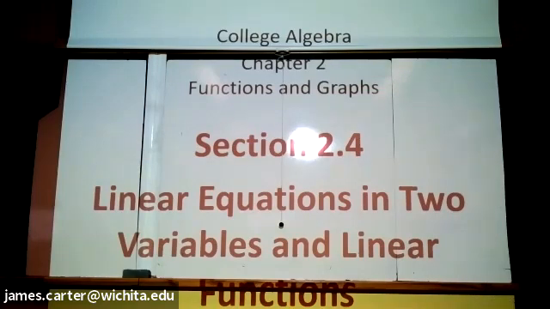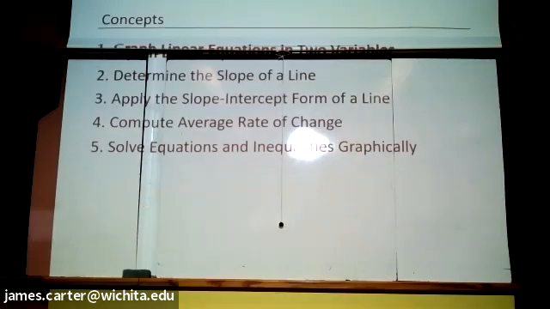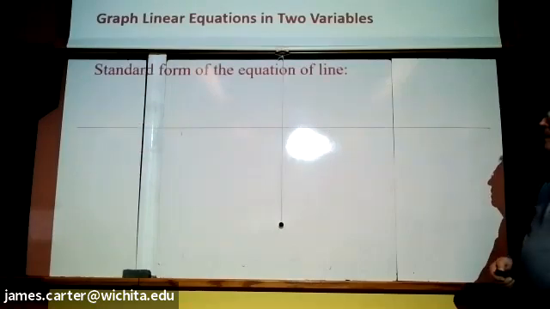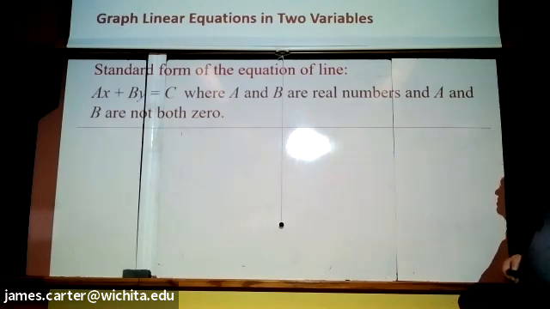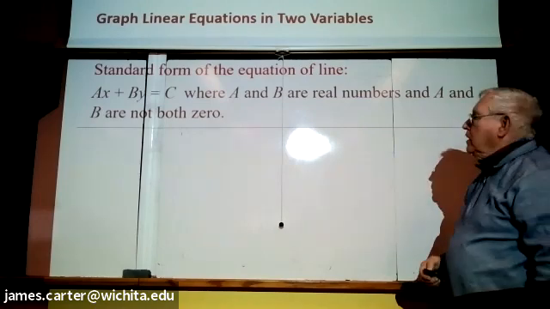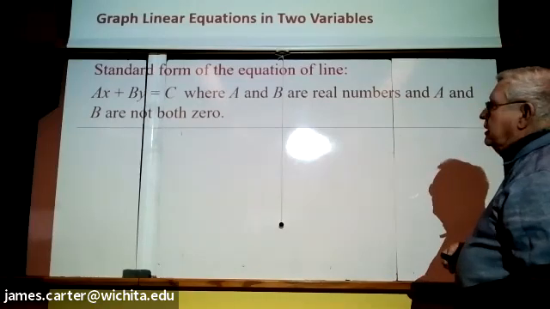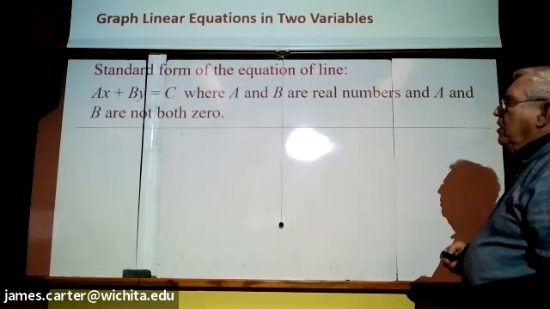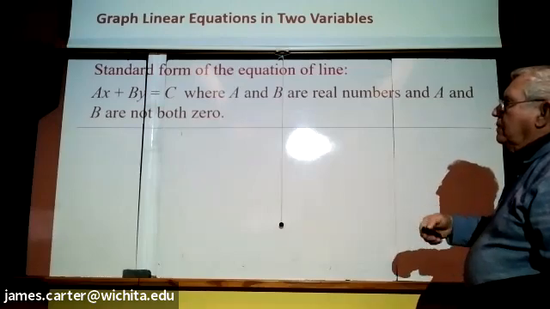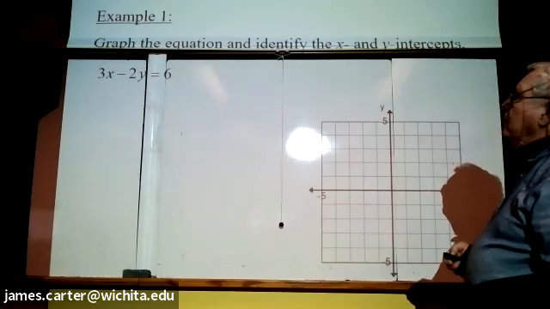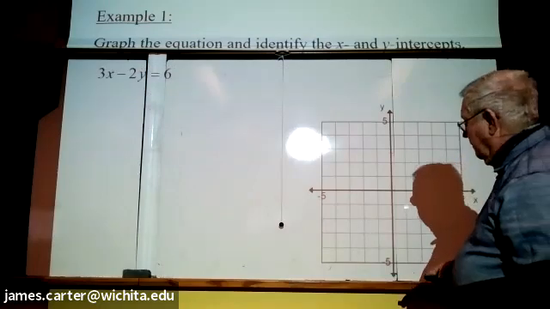Okay, linear equations in 2 variables. This is standard form for the equation of a line. A and B are just some numbers, and so is C. A and B can't both be 0. One of them can, but not both of them. Okay, here's an example. We're supposed to graph this.